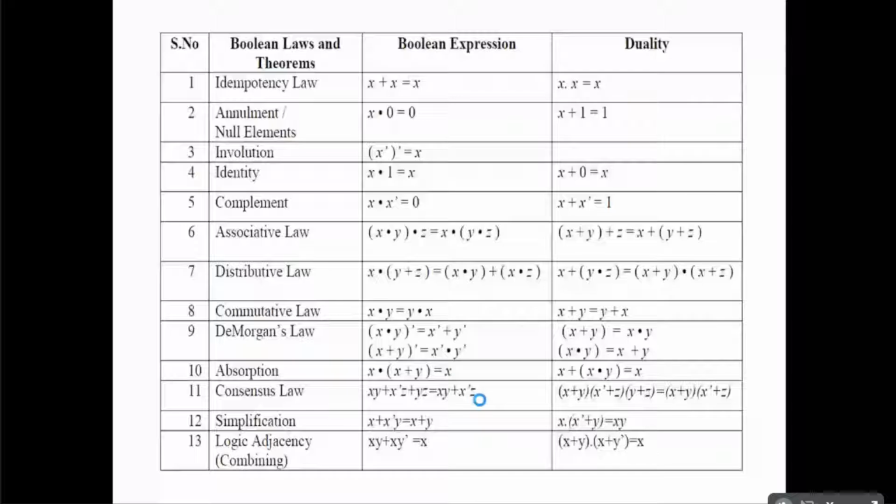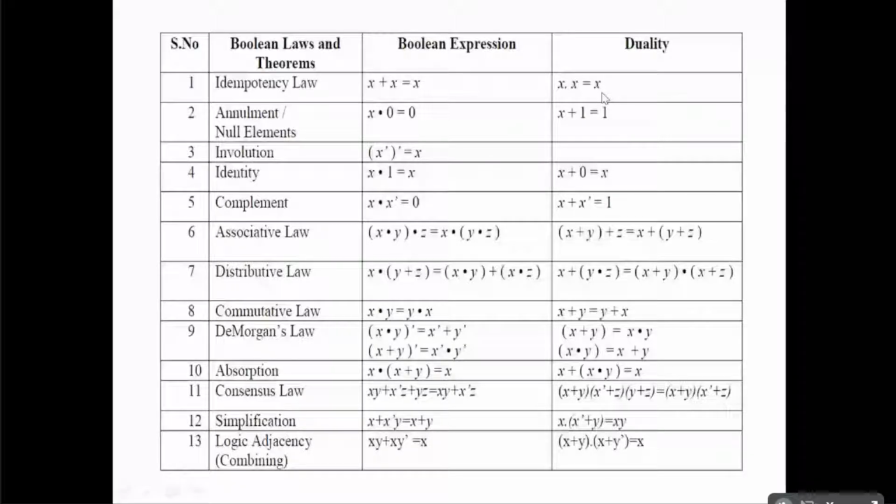These are some Boolean laws and theorems which are used for simplification of Boolean expressions. The first one is the idempotency law. If x plus x, the same variable, we can write x. Here also there is duality: x dot x we can write as x. So this one is the idempotence law.